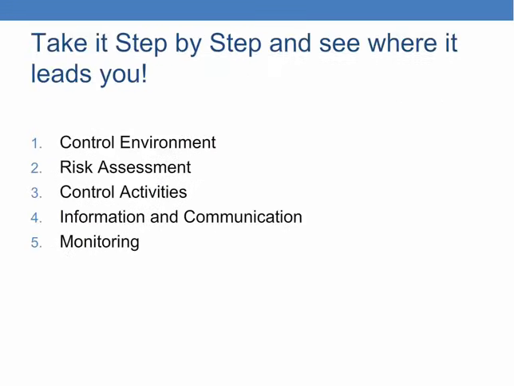Take it step by step and see where it leads you. Make sure your control system includes activities for each of the 5 internal control components: control environment, risk assessment, control activities, information and communication, monitoring.